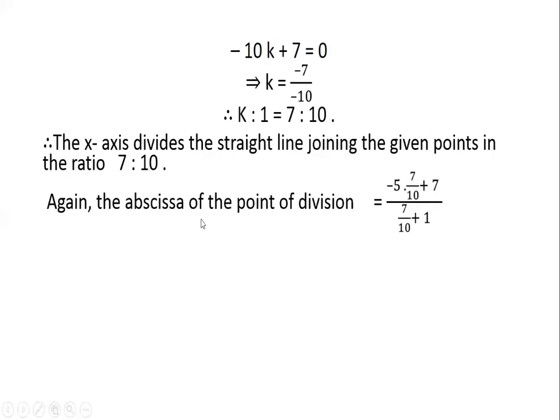Again, the abscissa of the point of division equal to -5 into 7 by 10 plus 7 by 7 by 10 plus 1. From this, we can write -35 plus 70 by 10 by 7 plus 10 by 10. After calculation, we can write 35 by 17. This is our required answer.